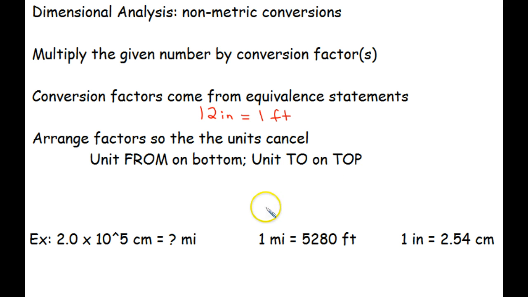Now, let's do this example. Let's calculate how many miles are equivalent to 2 times 10 to the 5th centimeters. Now, I expect that you know that the 12 inches equals 1 foot, but you probably don't know off the top of your head that 1 mile is 5,280 feet, or that 1 inch is 2.54 centimeters.